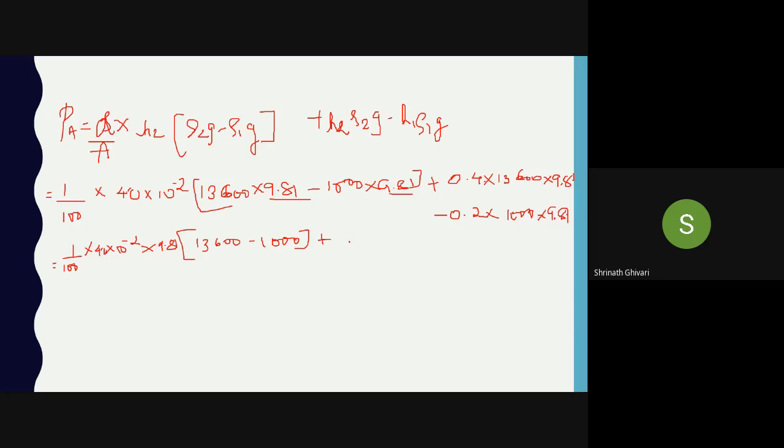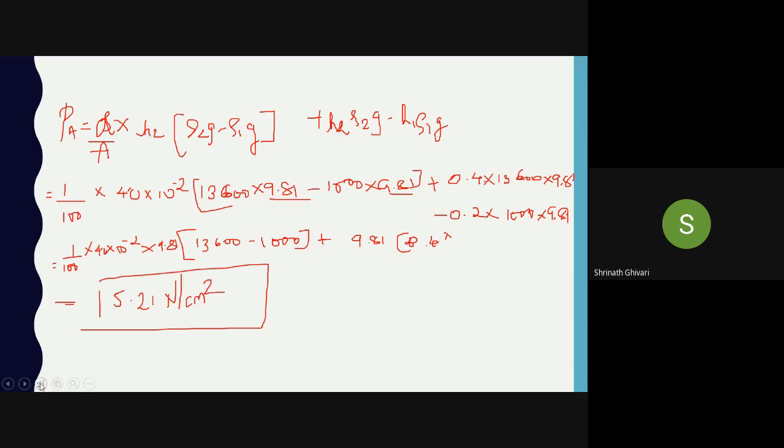Plus, 9.81 common, take that. 0.4 into 51.898 into 10 raised to 3. Yes, sir. 10 raised to 3. 51.898 into 10 raised to 3. So I have got 5.21 Newton per centimeter square. Okay. The answer is 5.21 Newton per centimeter square. It's fine, 5.1 or 5.14. It's fine. The answer is 5.21 Newton per centimeter square.